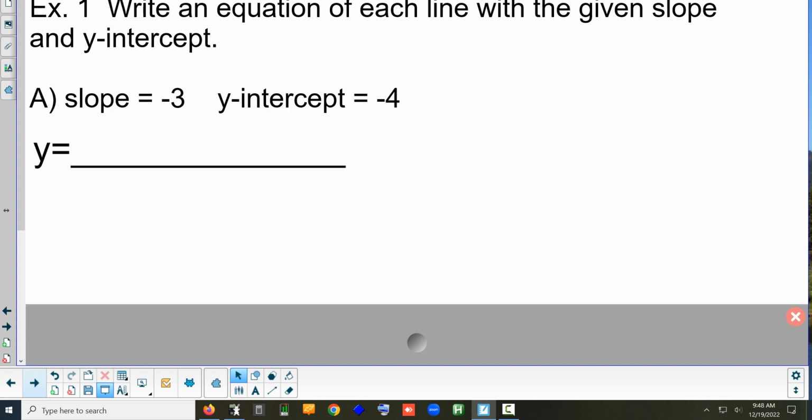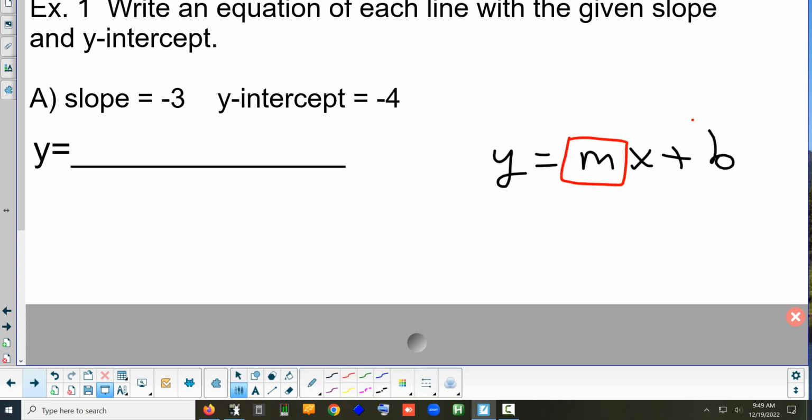All right, so there's our first one. It says write an equation of the line with the given slope and the y-intercept. All right, so Abby, what is the formula that we're using for every problem today? Mx plus b. And what does it start out with? Y. Y equals, yep. Our goal is to fill this and that in.